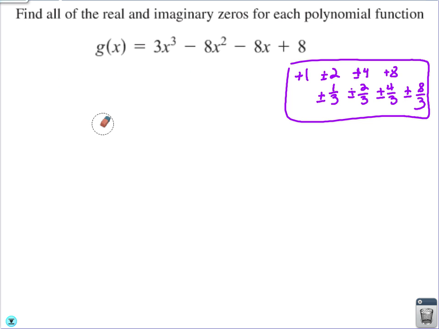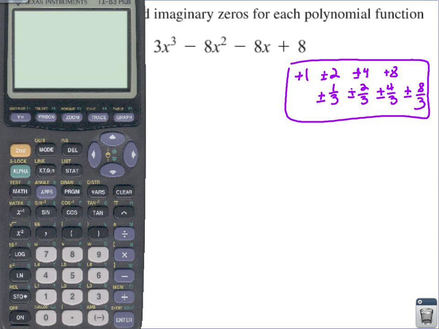Let's talk about an easier way. So we're going to go through, and this is all the possible rational roots. What is a root? What's another name for a root? A zero or an x-intercept. That's what you're looking for. You're trying to solve this equation. You're trying to find all the real and imaginary zeros for the polynomial function. So there's all the possibilities. So what's the best way of working this?